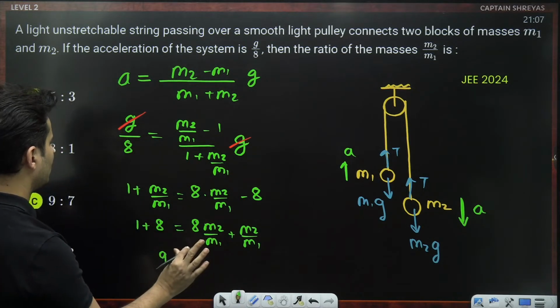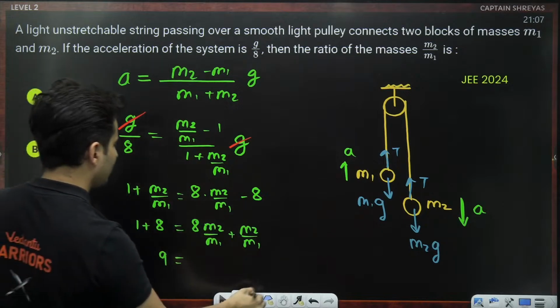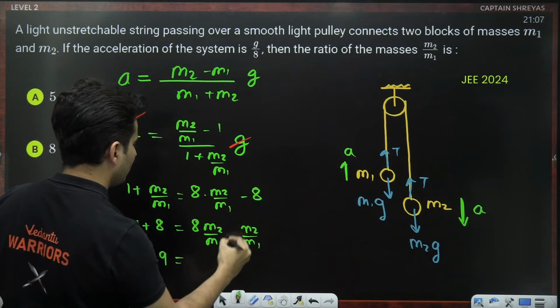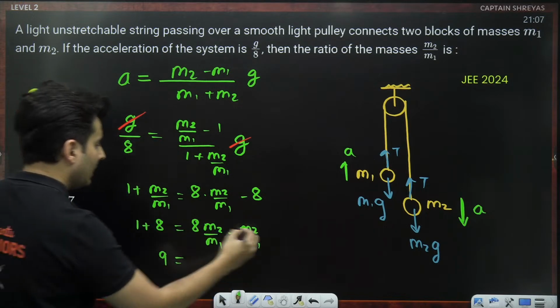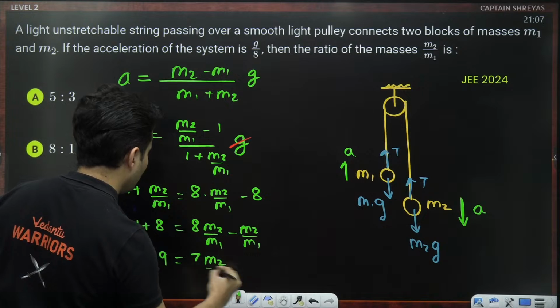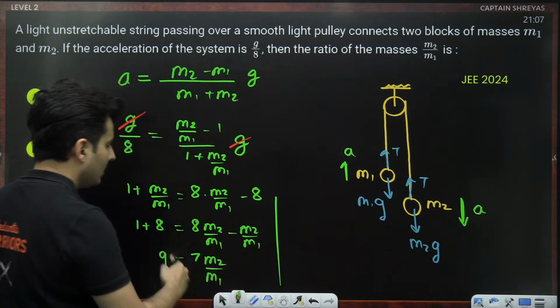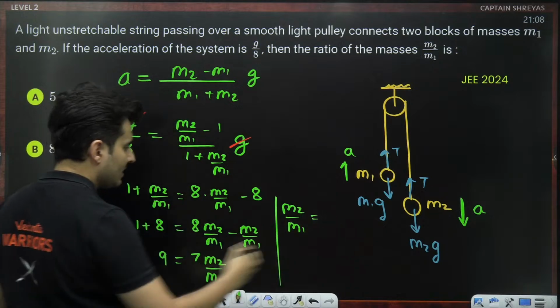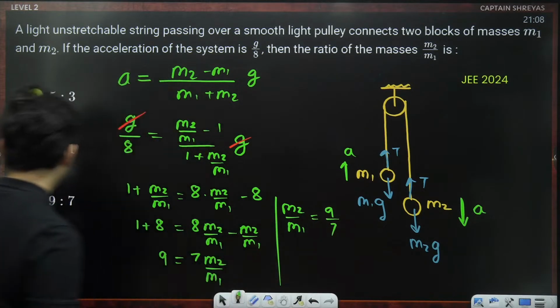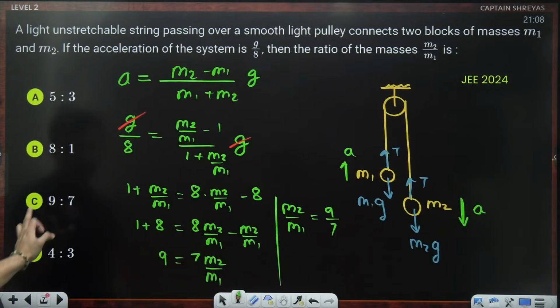Did I do it correctly? Oh, sorry, this will become minus, my bad. This will be minus. So this is m2 minus m1. Yeah, m2 by m1 minus m2 by m1. Yeah, 8 minus 1 is 7. So 7 times m2 by m1, and rearrange this. So m2 by m1, take that 7 below the 9. So it will become 9 by 7, which is C for Captain Shreyas.